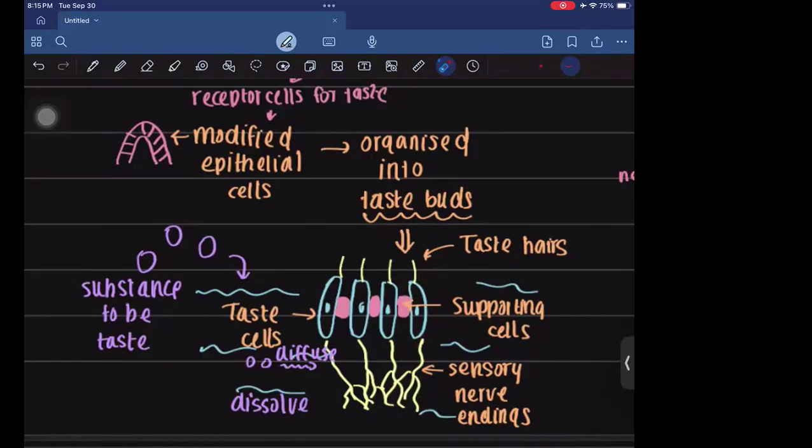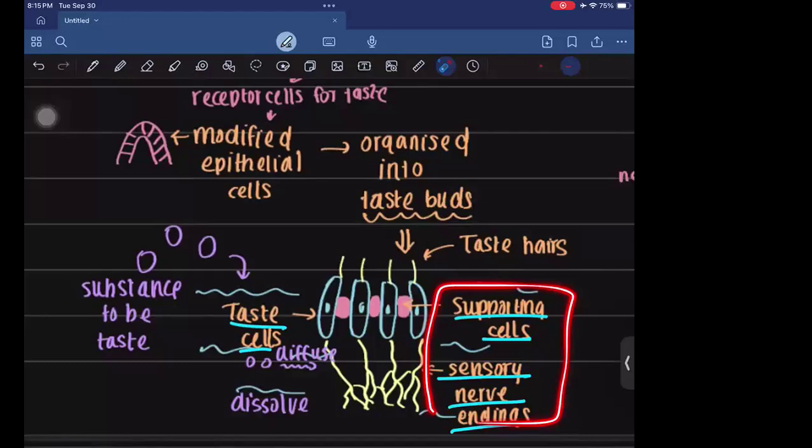So what are the three components of the taste bud? A taste bud contains a taste cell, supporting cells, and sensory nerve endings, of course, because it has to transmit the information to your central nervous system. Apart from that, also remember there will be taste hairs present as well. So these are the main components.